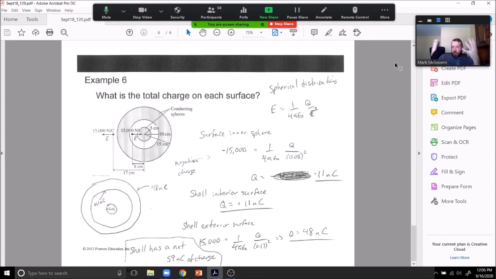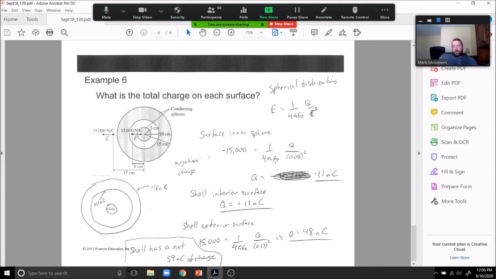Now at this point, we already know what these answers are going to be, right? If it's spherical symmetry, if these are spheres, we already know what our electric field is going to be. It's going to match a point charge: 1 over 4 pi epsilon naught Q over R squared. Now, for the inner sphere's surface charge, what's the electric field in the cavity? It's 15,000 nanocoulombs. So that's the electric field. It does point inward, so it must be a negative charge there.